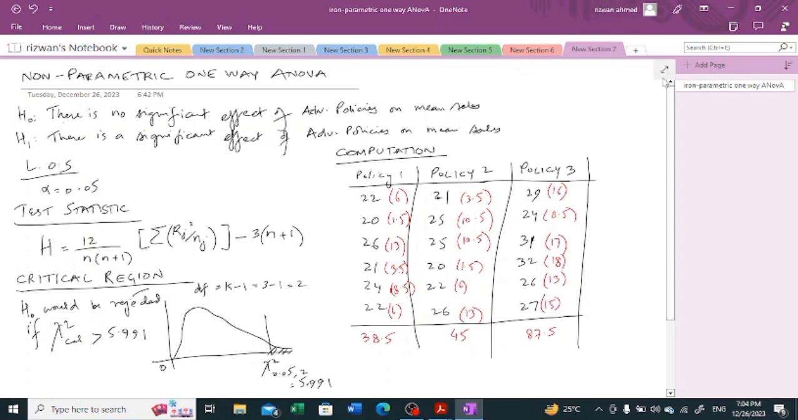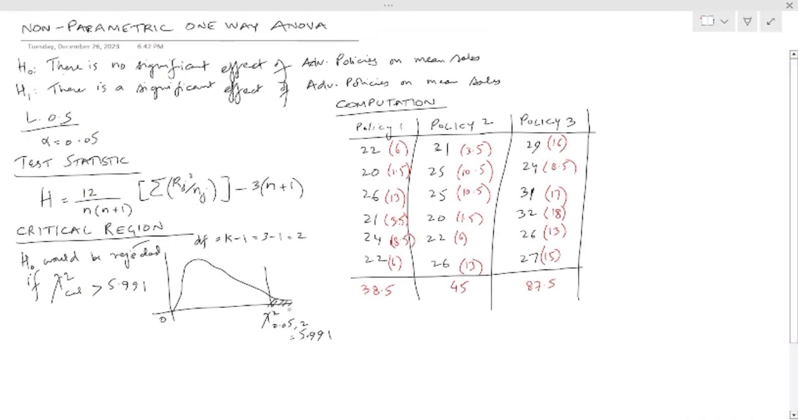Now to work this out, as per the formula, the H statistic equals 12 divided by 18 times 18 plus 1. 18 represents the number of observations over here, and then 38.5 is the sum of the ranks for the first column divided by 6 because there are 6 values, then 45 squared again divided by 6, and then 87.5 squared divided by 6, minus 3 times 18 plus 1.